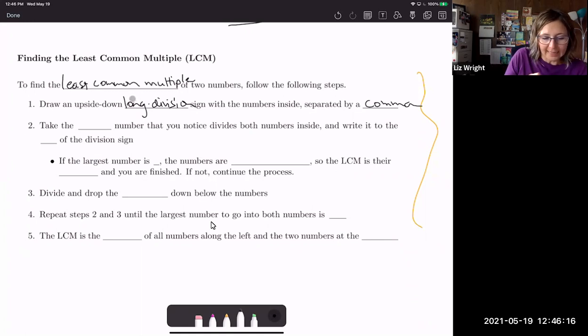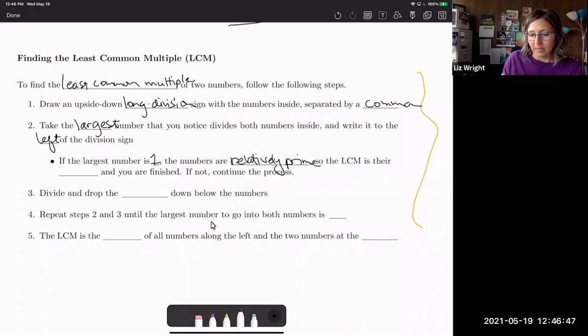And then we are going to take the largest number that divides into both of these numbers that are inside the division symbol, and we're going to write it to the left of the division symbol. If the largest number is 1, the numbers are relatively prime. So the LCM is going to be their product, and you're finished. If not, continue the process.